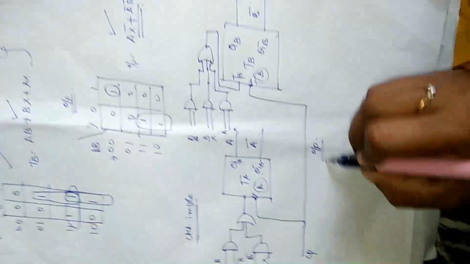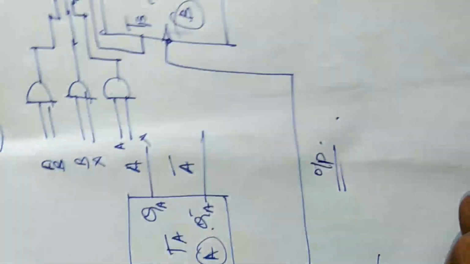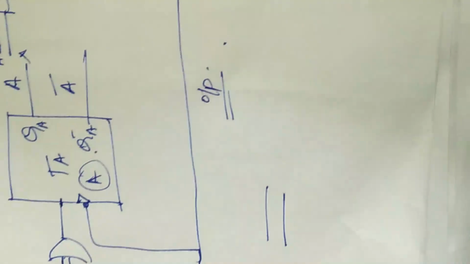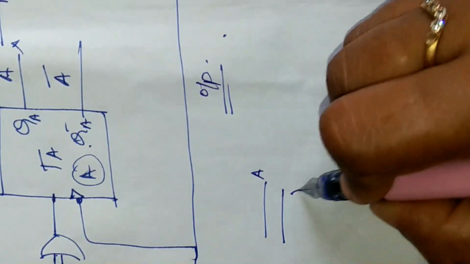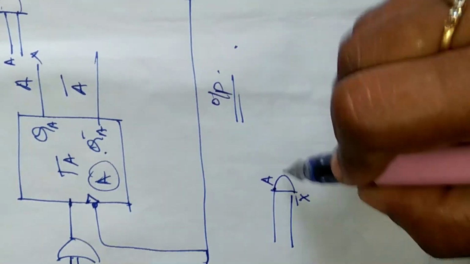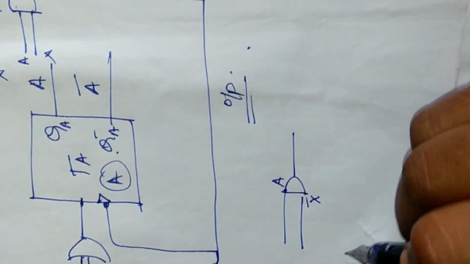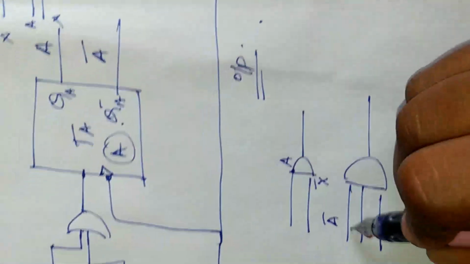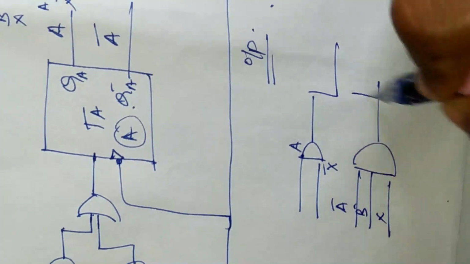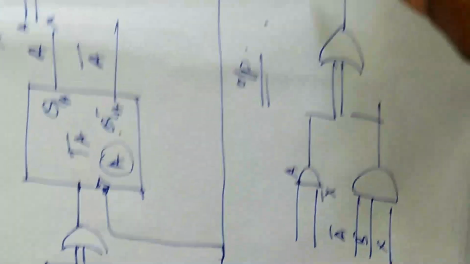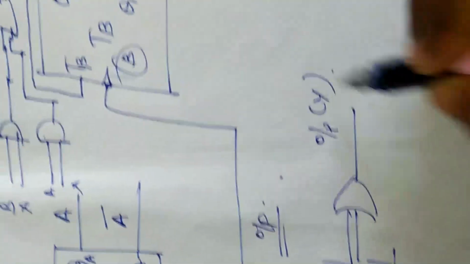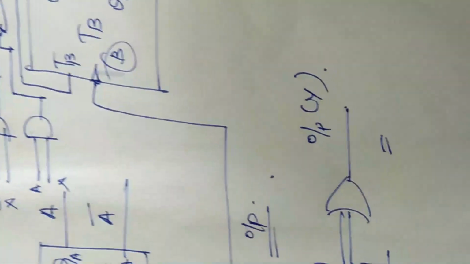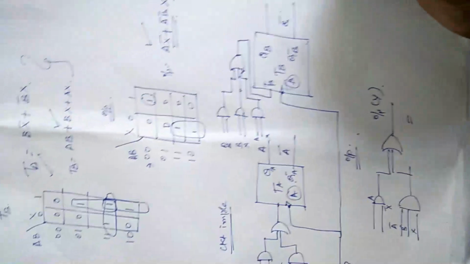For the output circuit, that's very simple. You have AX bar, okay, and you have A bar, B bar and X, a 3 input AND gate. So this is connected with an OR. Okay, this is your output Y. Okay, so this completes your entire design of the synchronous sequential circuit.